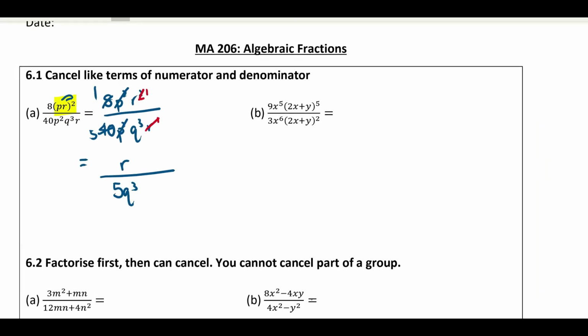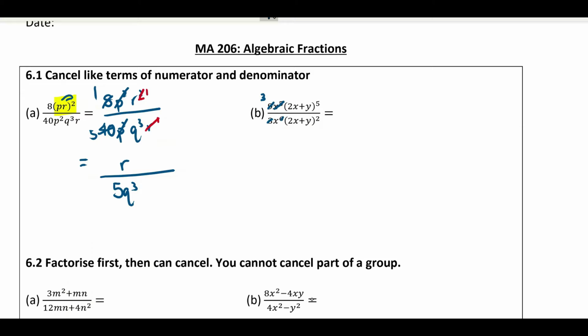So when it comes to this, 9 and 3, we cancel. This is 3 and then this was 1. The 1 we don't need to write down anymore. Next thing is x to the power of 5, x to the power of 6. So 6 is bigger than 5, so 5 take everything away. 6 take away 5, you're left with 1.